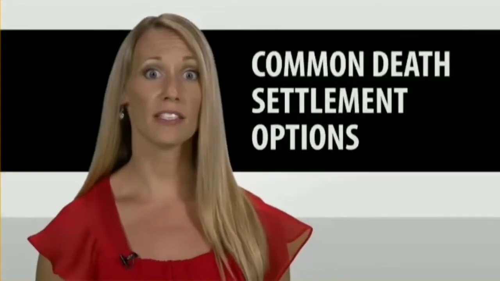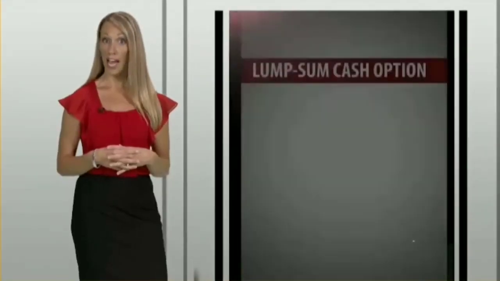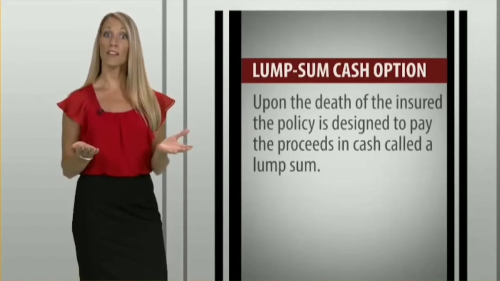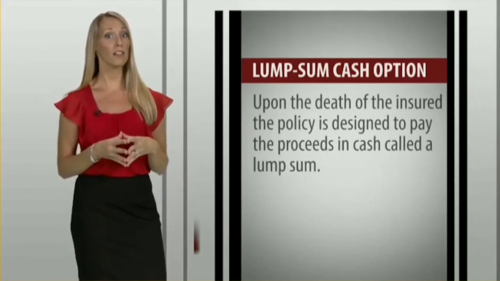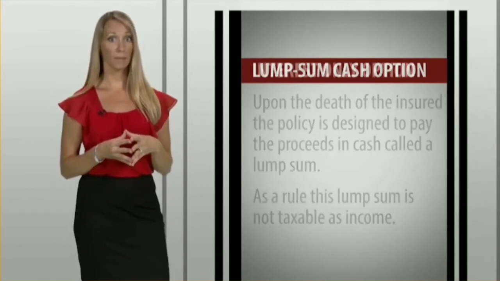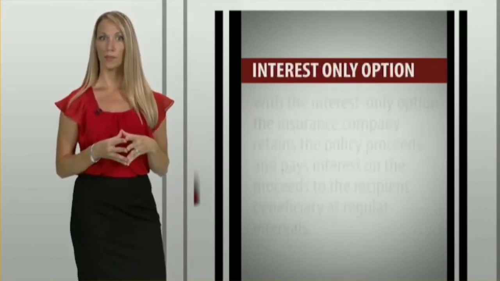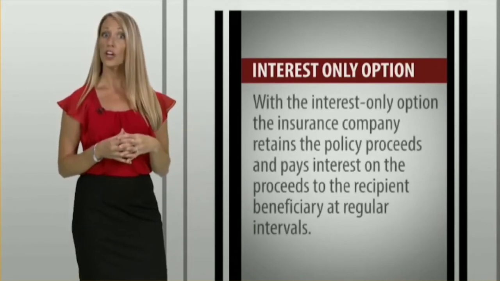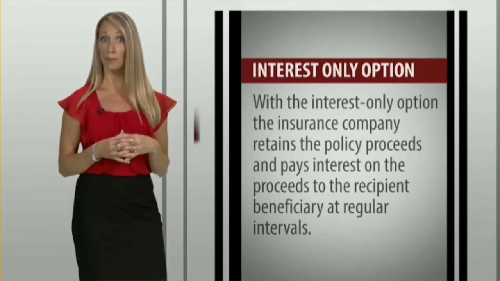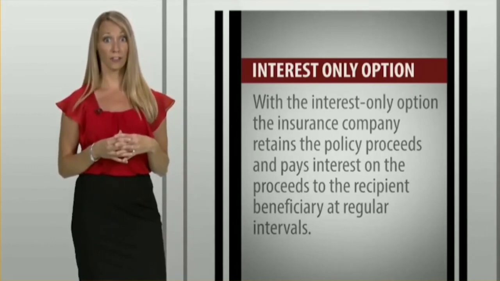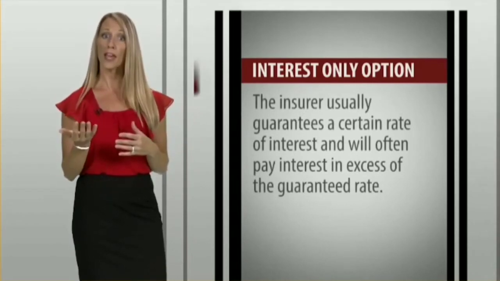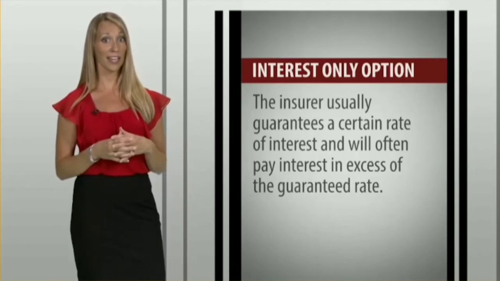The following are common death settlement options. Lump sum cash option. Upon the death of the insured, the policy is designed to pay the proceeds in cash called a lump sum. As a rule, this lump sum is not taxable as income. Interest-only option. With the interest-only option, the insurance company retains the policy proceeds and pays interest on the proceeds to the recipient beneficiary at regular intervals. The insurer usually guarantees a certain rate of interest and will often pay interest in excess of the guaranteed rate.